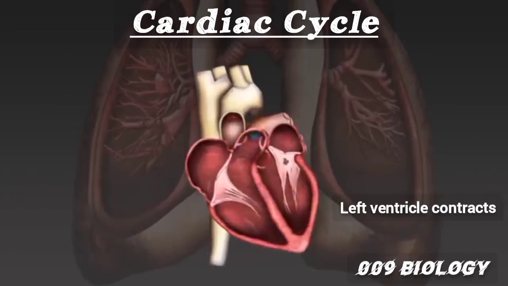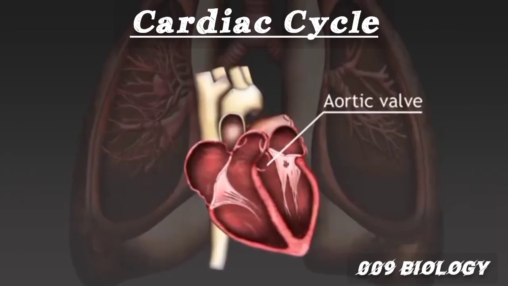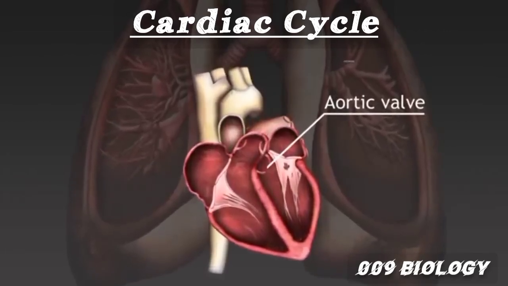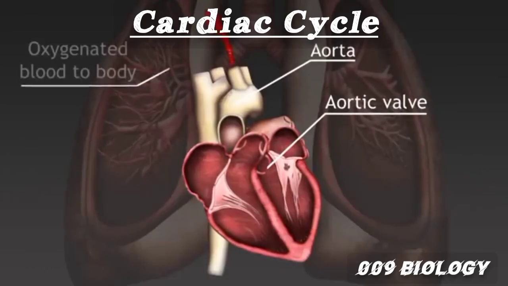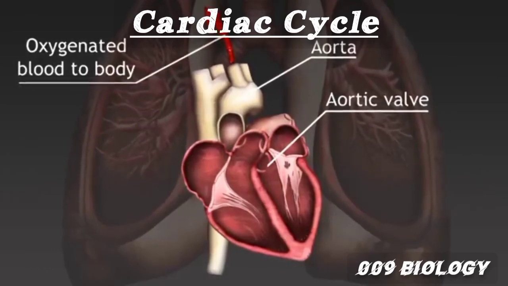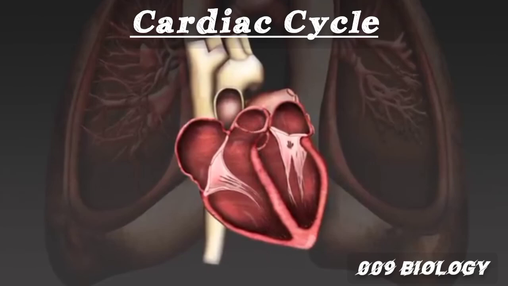Next, the left ventricle contracts, forcing the aortic valve to open, allowing blood to be pumped into the aorta and from there around the body. The aortic valve closes to prevent blood flowing back into the left ventricle, and the left ventricle relaxes.